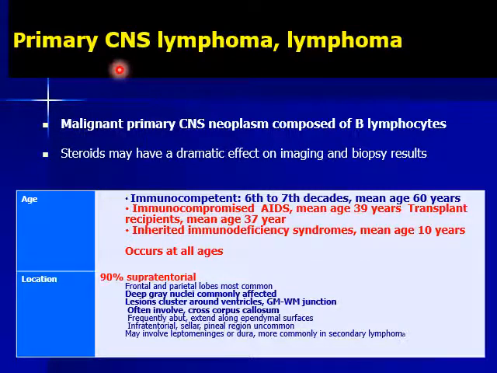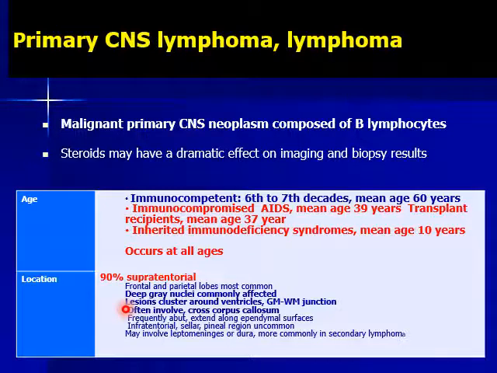Primary CNS lymphoma is seen in 2 categories of patients according to the immunity status. It can be seen in immunocompetent patients, and in this situation we see it in the very elderly, 6th to 7th decade. Or it can be seen in immunocompromised patients, especially AIDS. It can be seen in adults or in children, so we can see it at all ages. Supratentorial affection is seen in about 80% of cases.